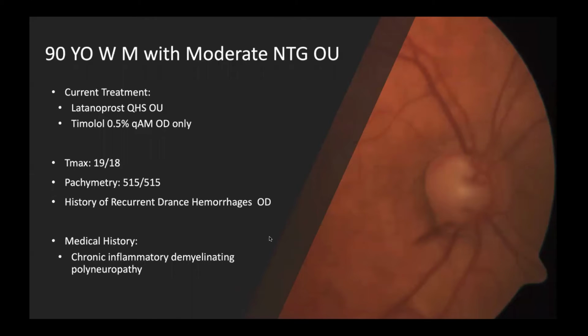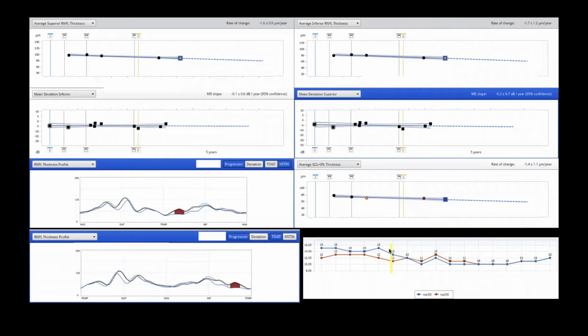What makes his case really interesting is that over the time that we've been following him, he's had recurrent Drance hemorrhages in the inferior temporal part of his optic nerve, and we can see that on the image right here. Another thing that's very interesting about his history is that he has a history of chronic inflammatory demyelinating polyneuropathy. So he's one of my favorite patients to look at in Forum because there's just so much data that goes into taking care of his case.